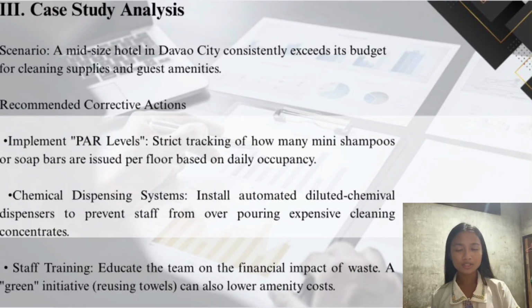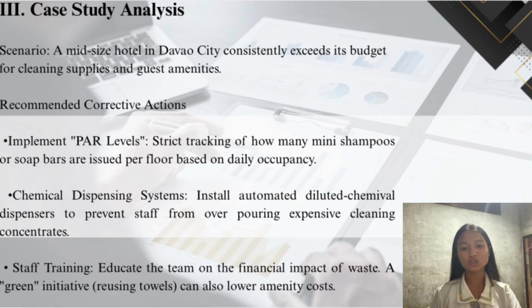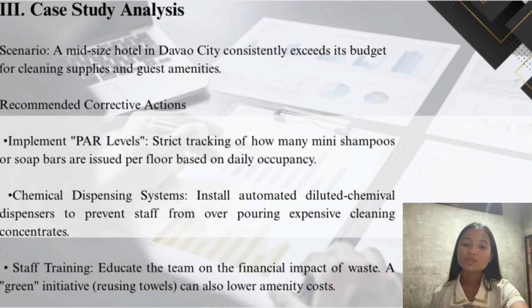So the first corrective action is to implement bar levels. The goal is to only take what you actually need. Imagine you are packing for a 3-day trip, and if you pack 20 outfits, you're carrying way too much extra weight. So bar levels is a system where the staff only gives out the exact amount of supplies, like mini shampoos or soaps, needed for the number of guests staying that day.